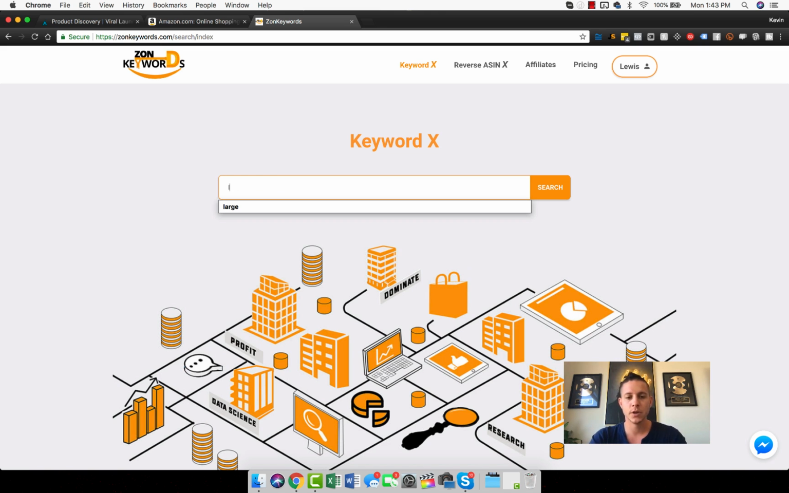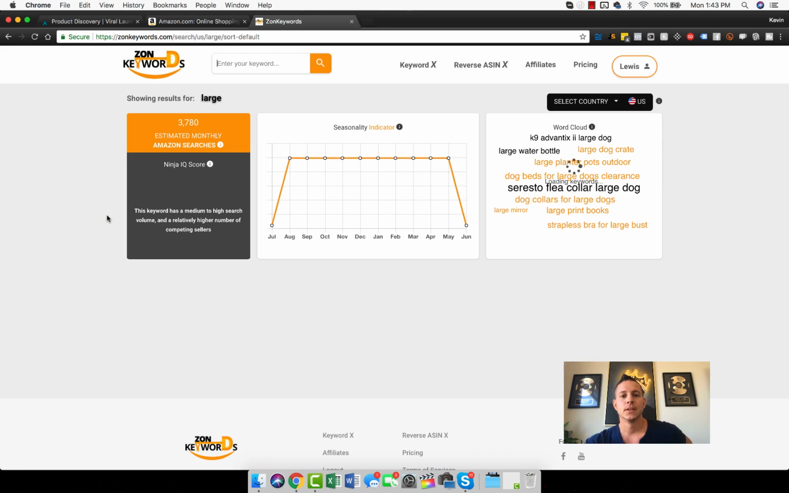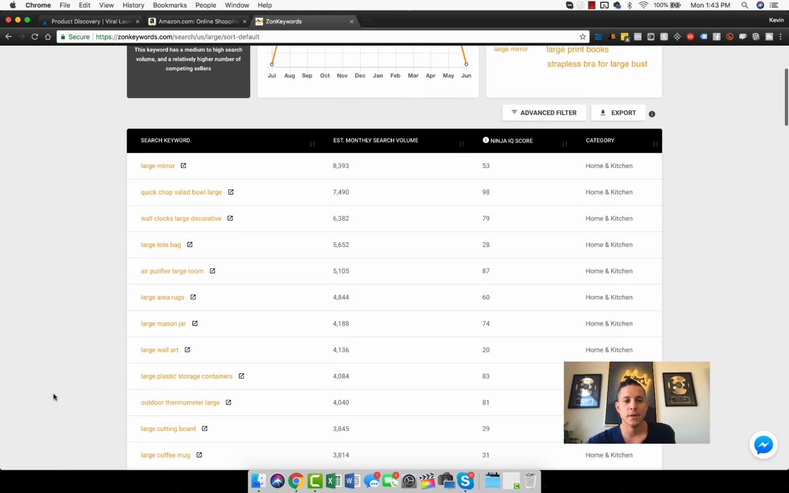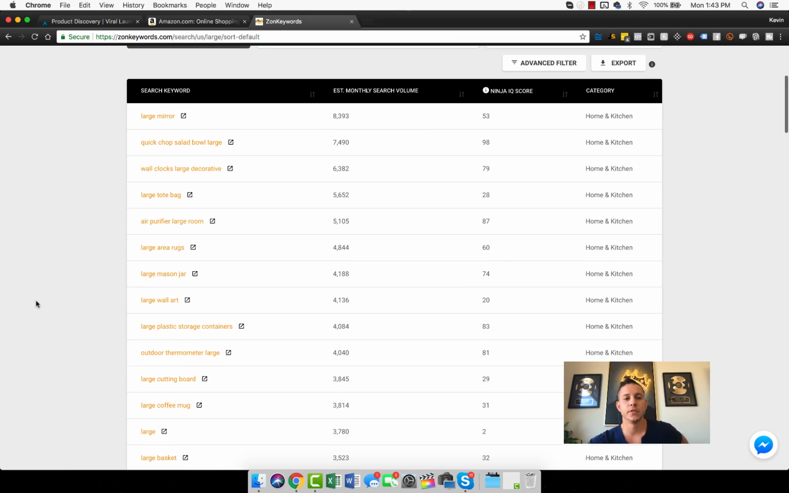So what we're going to do is just type in large. And we see a couple of things here. We see the handy dandy word cloud, right? The larger the word, the more important it is and the more frequently it's actually shown. We see that there are 3,780 estimated monthly Amazon searches. That's because this word is just large, right? Not many people are typing the word large into Amazon, but we see a bunch of different options here, right?